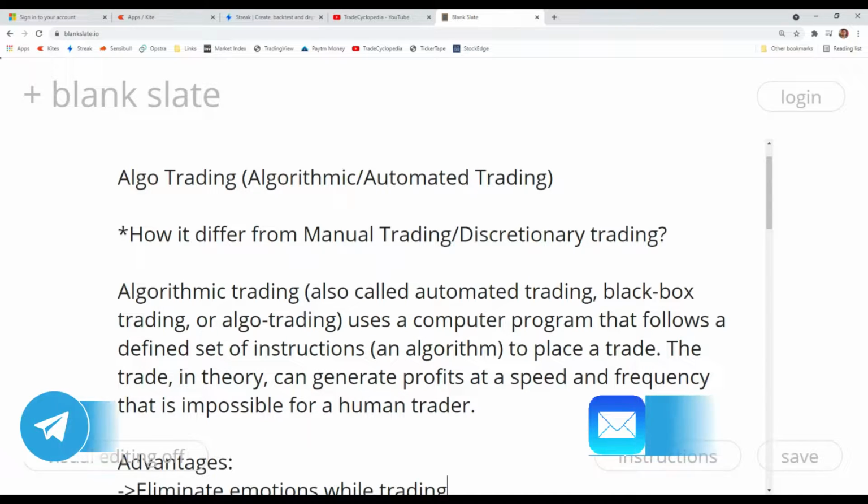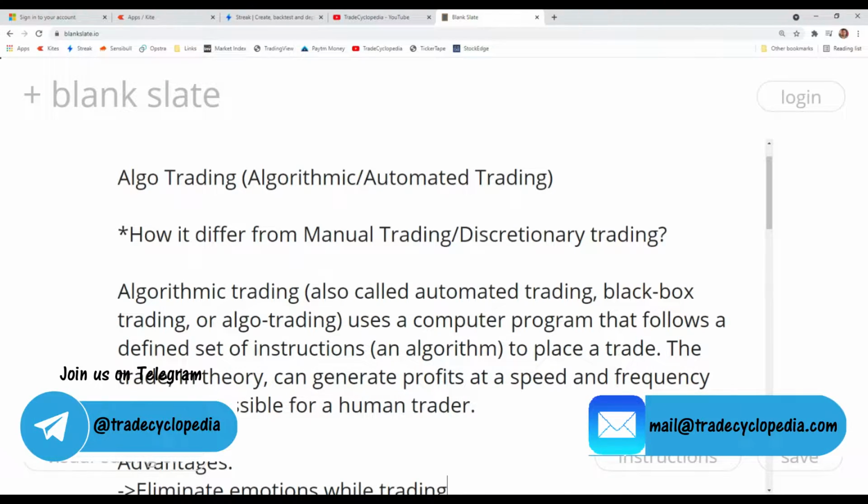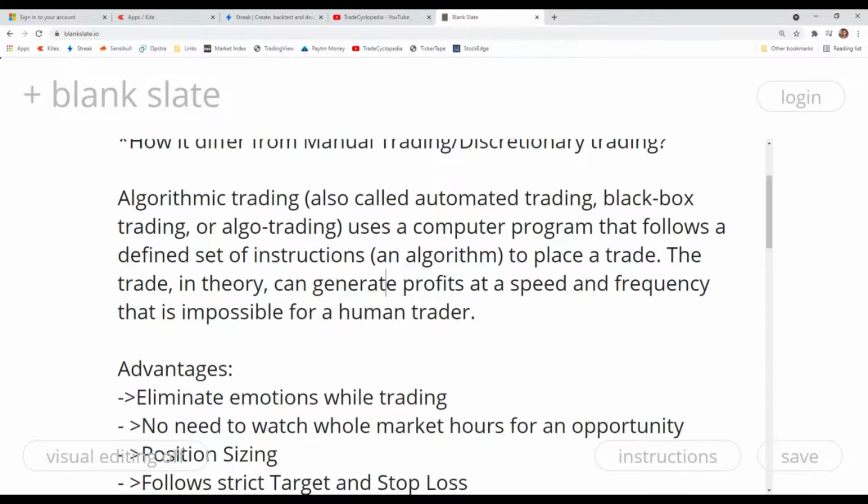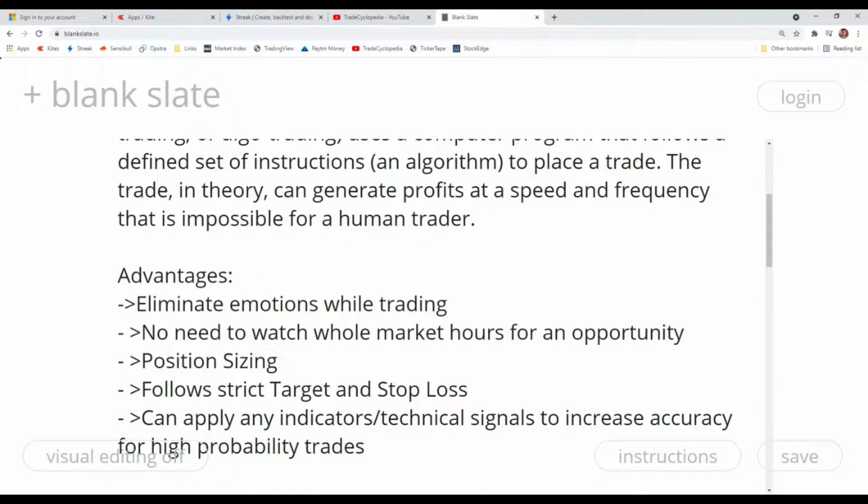Before explaining that in detail, I'm quickly reading you the definition for algorithmic trading. It's also called automated trading. It uses a computer program that follows a defined set of instructions, called an algorithm, to place a trade. The trade, in theory, can generate profits at a speed and frequency that is impossible for a human trader. So I'll explain that and how it works.